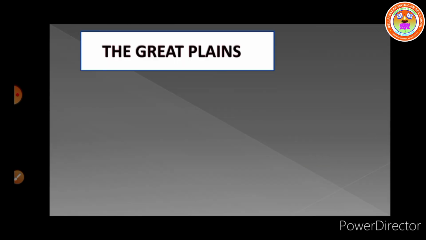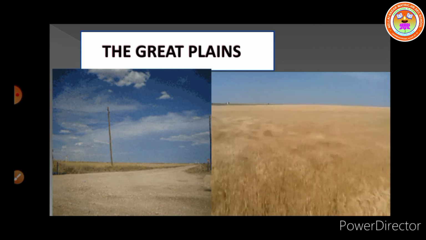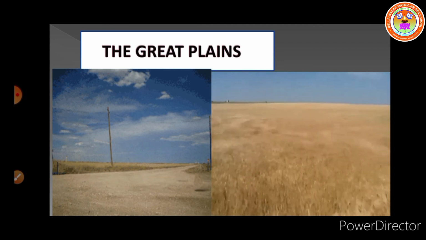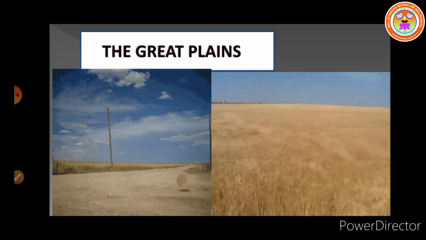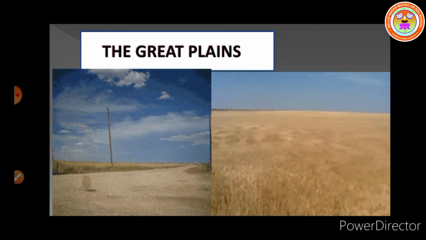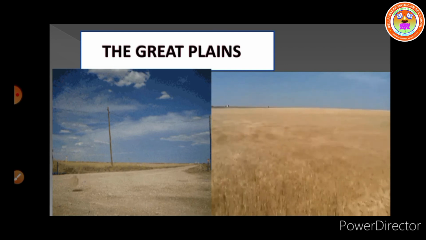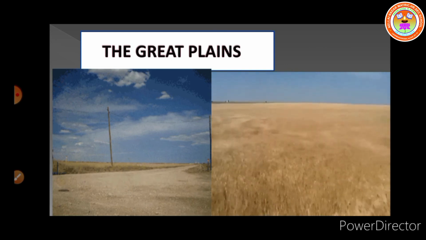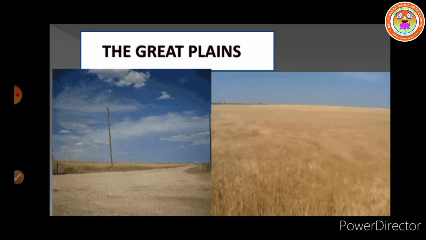Next let us see the Great Plains. To the east of the Rockies and the west of the Appalachian Highland Mountains lies the Great Plain of North America. It covers about 3/5 of the continent. What do you mean by plain? A plain is a landmass that is flat land. A plain is suitable for agriculture. Okay? It covers 3/5 of the continent.